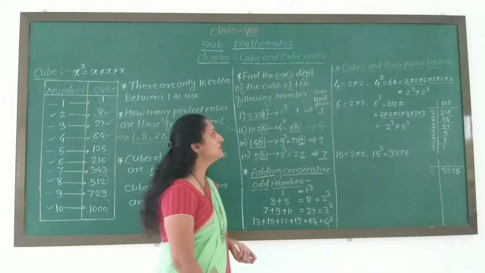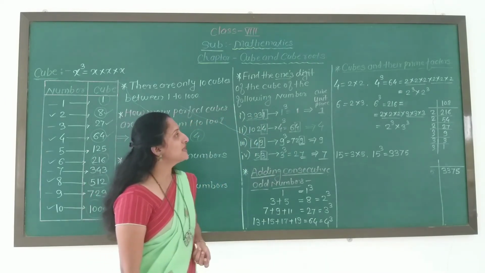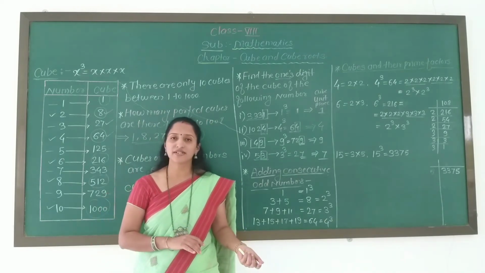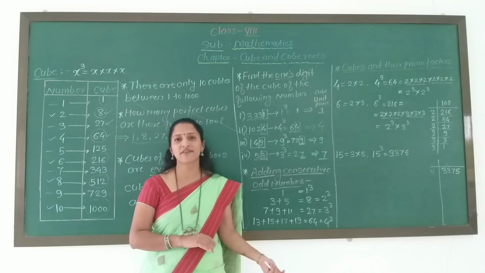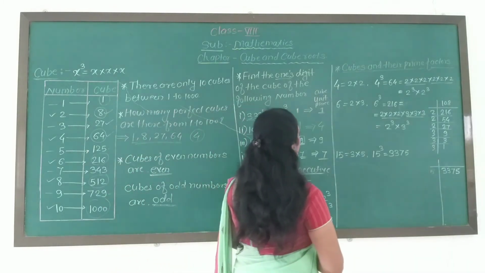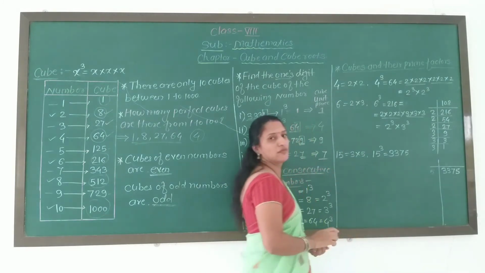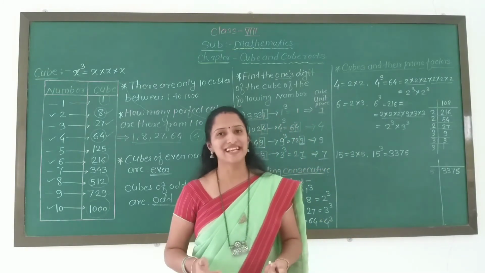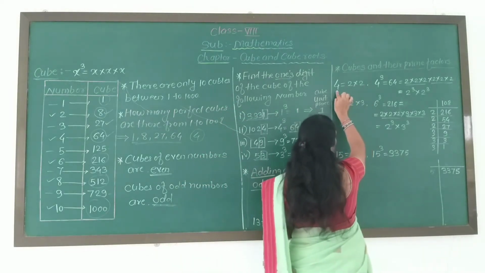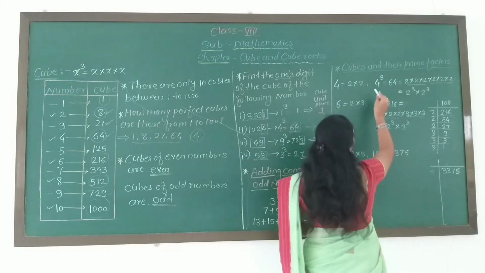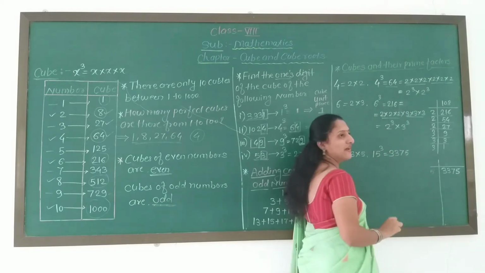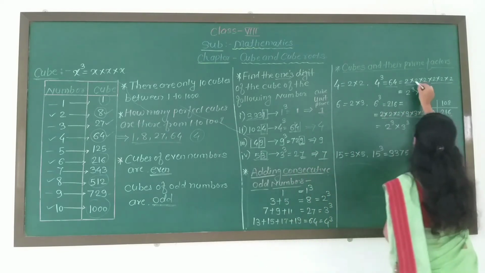Now the most important thing of this topic is cubes and their prime factorization. We have learned prime factorization in chapter number 6, and square and square root also, so just revise that. Now look here. The first number is 4. What are the prime factors of 4? Yes, 2 into 2. Multiplying 2 with 2 we get 4. Now 4 cube is equal to what? The cube of 4 is 64, right?